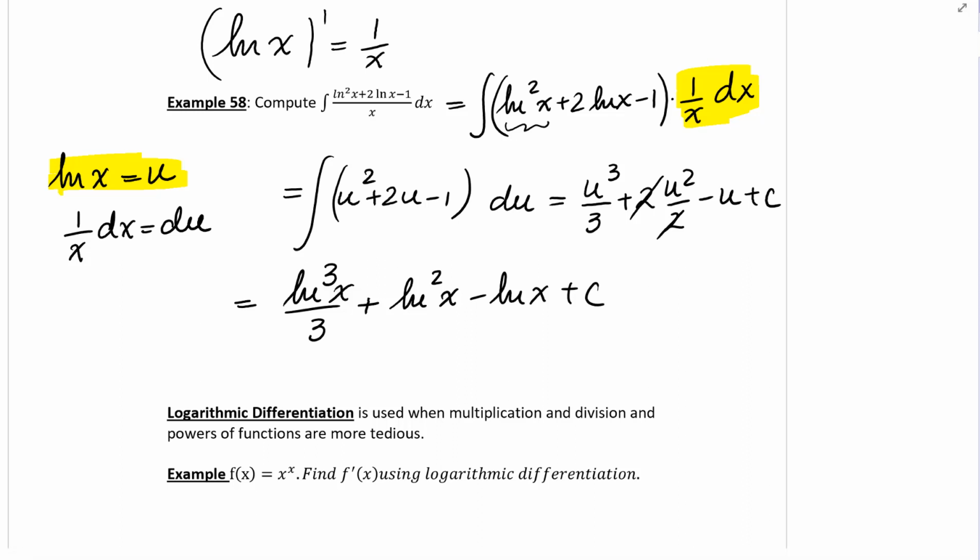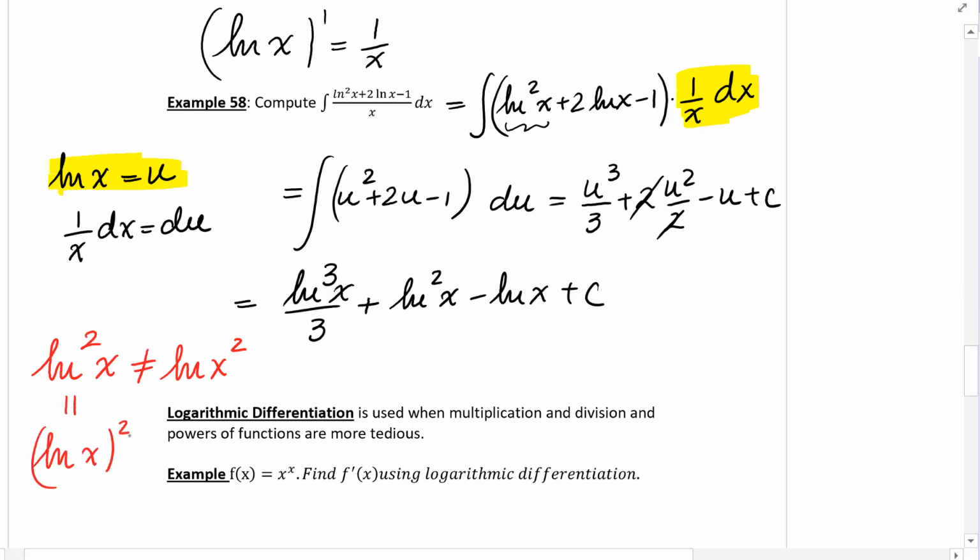I just want to remind you that ln squared of x is not the same thing as ln of x squared like that. But it is the same thing as ln of x squared in this form.